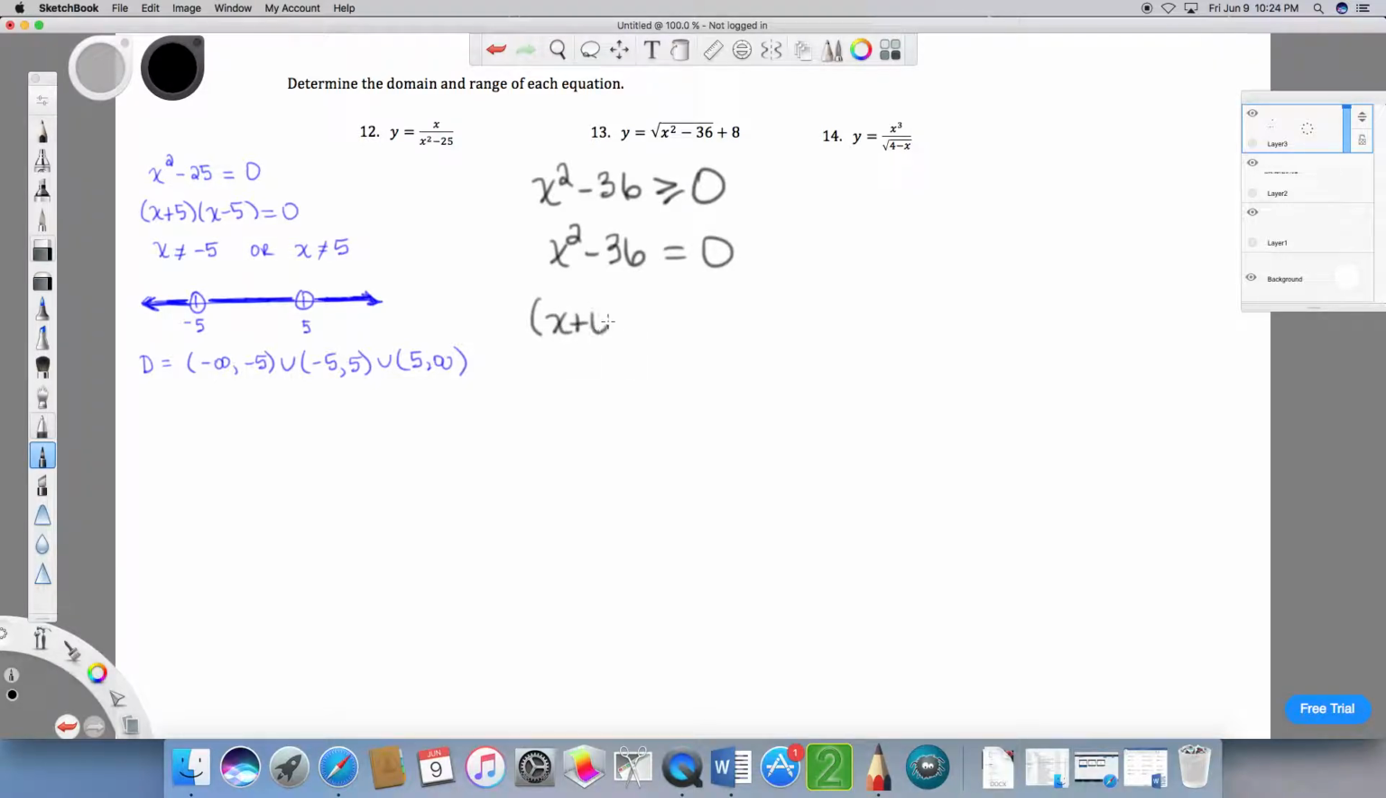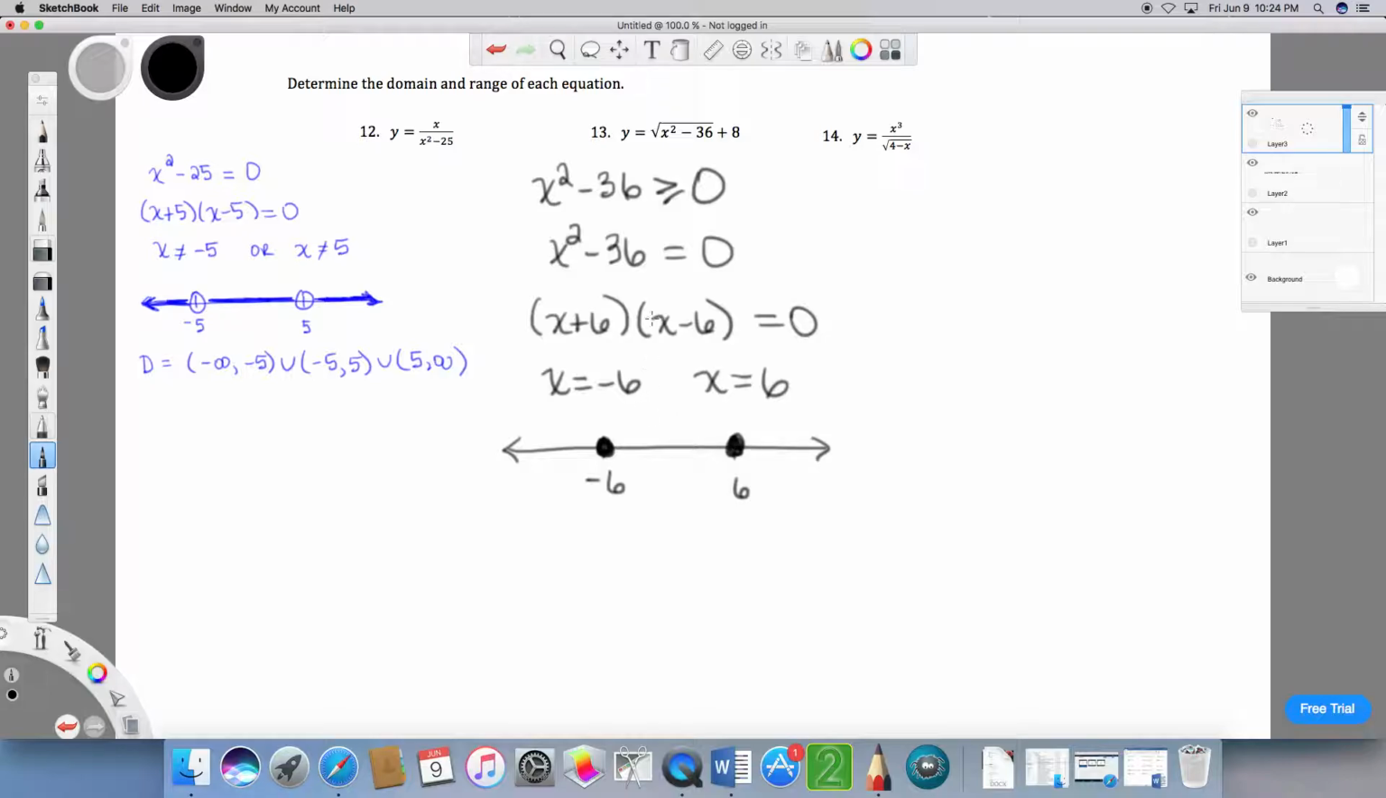These are our critical points. And we have critical points of negative 6 and positive 6. So it's okay to take the square root of 0. So we are going to include these numbers in the domain.